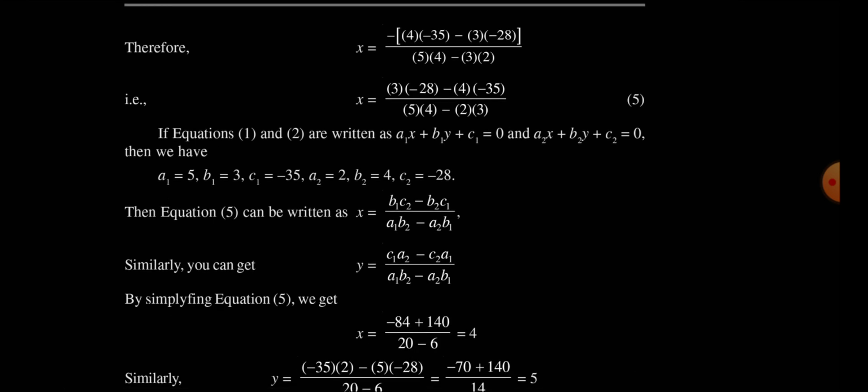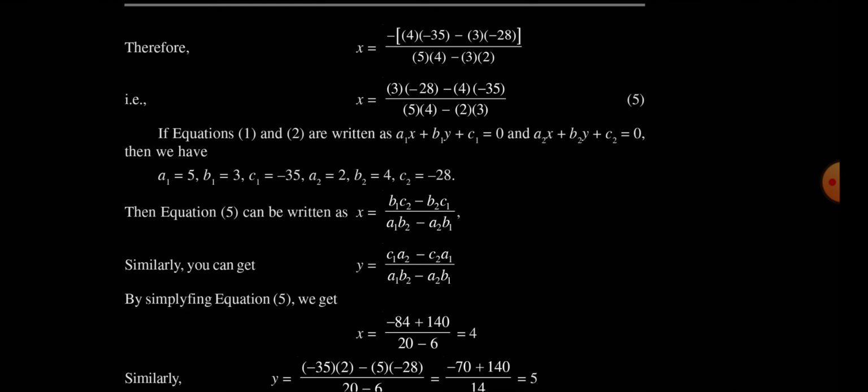Therefore, x is equal to minus bracket 4 into minus 35 minus 3 into minus 28 upon 5 into 4 minus 3 into 2, and that is x is equal to 3 into minus 28 minus 4 into minus 35 upon 5 into 4 minus 3 into 2, and this is the fifth equation. Equations first and second are written as a1x plus b1y plus c1 is equal to 0 and a2x plus b2y plus c2 is equal to 0.